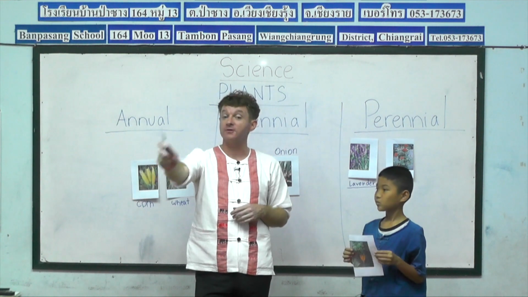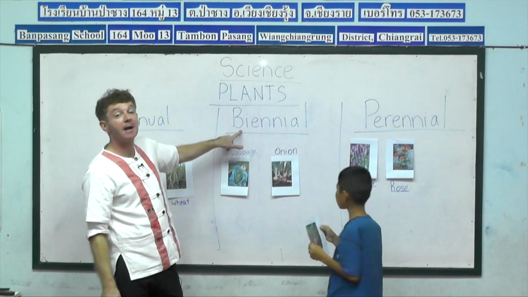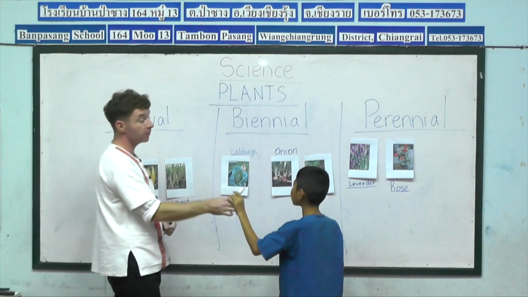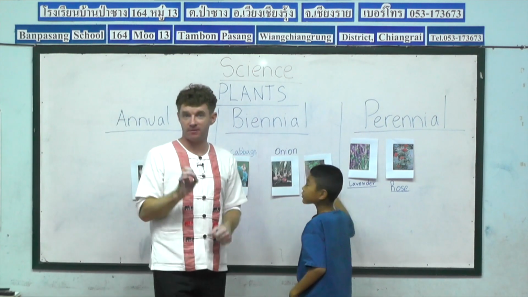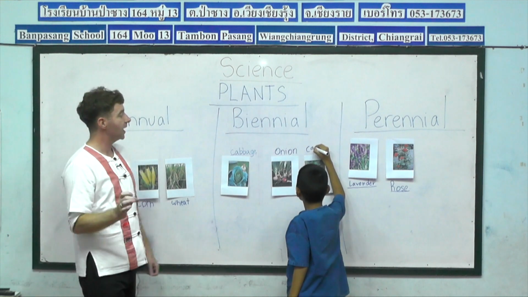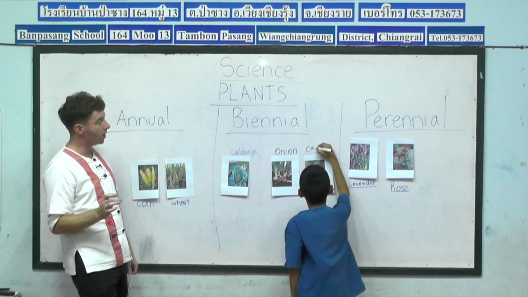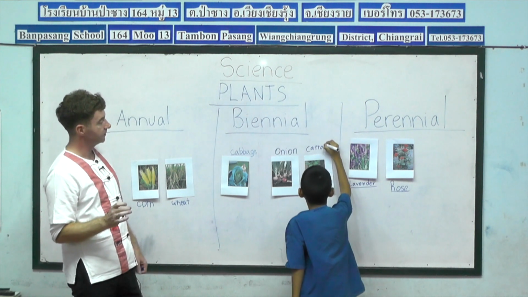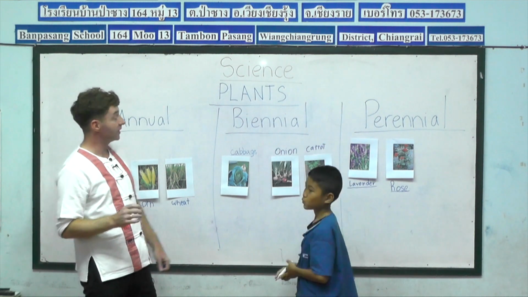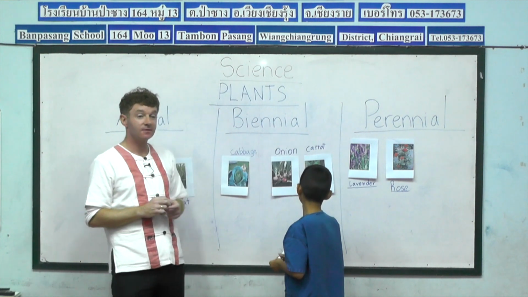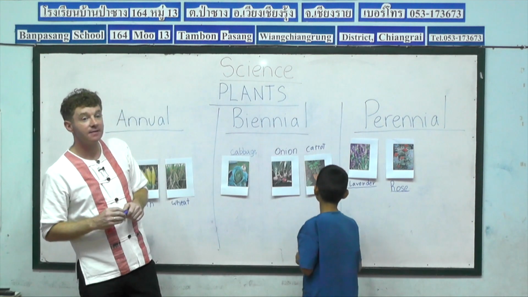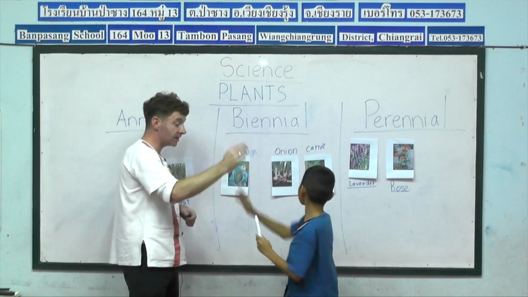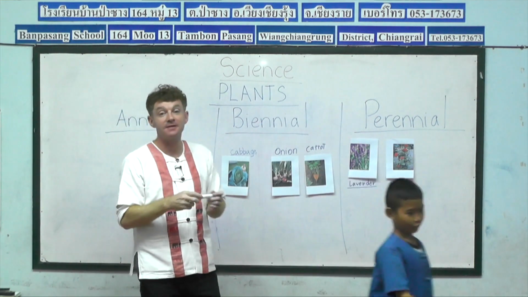Carrots are vegetables. How long does the carrot plant live for? 2 years. So that means biennial. So Bangpon, if you can place it there, and then let's help Bangpon to write carrots. C-A-R-R-O-T. Perfect. So we can say carrot plant, biennial plant. Bangpon, that was excellent. High five and a big round of applause for Bangpon, please, guys.